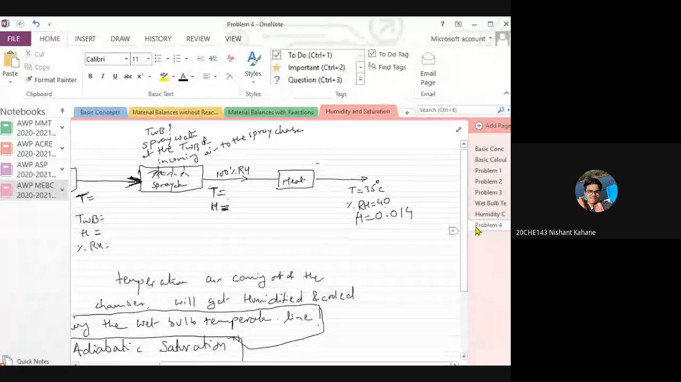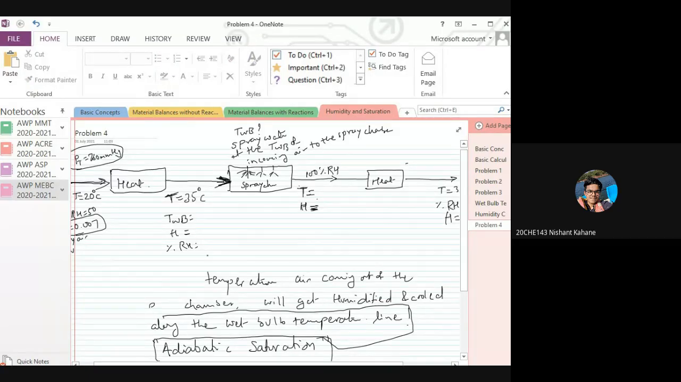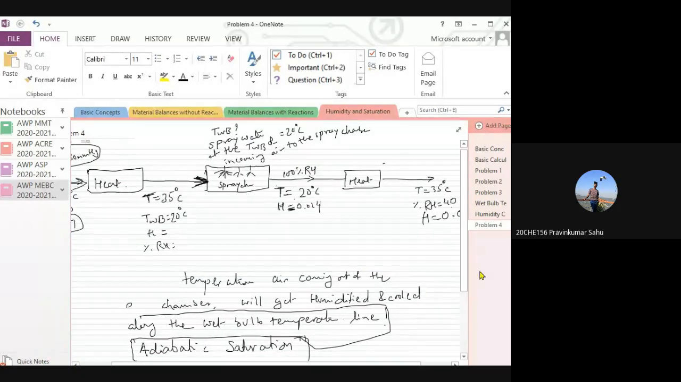T is 35 degrees Celsius. So after first heating, what is the temperature? 35 degrees centigrade. What is the wet bulb temperature? 20 degrees centigrade. Okay, so you will spray water which is also at 20 degrees centigrade. And what is the outlet temperature? 20 degrees centigrade. And humidity? 0.014. Sir, same answer from me also.